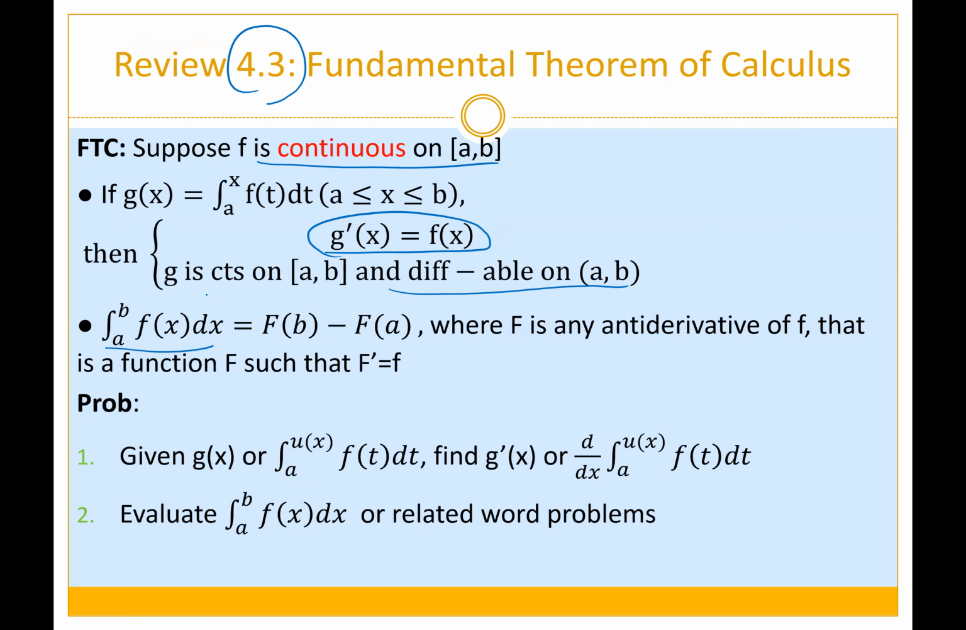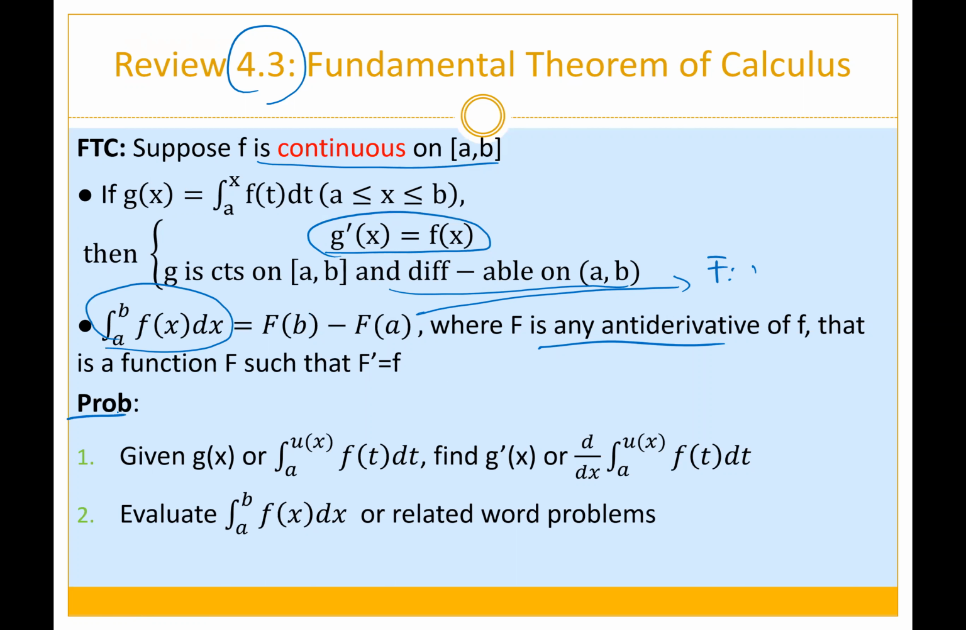We also have the concept of the definite integral of f(x) dx from x equal to a to x equal to b, which is equal to big F(b) minus big F(a), which we learned last week. Let big F be the most general antiderivative, or any antiderivative of f. That is a function big F such that big F prime is small f.